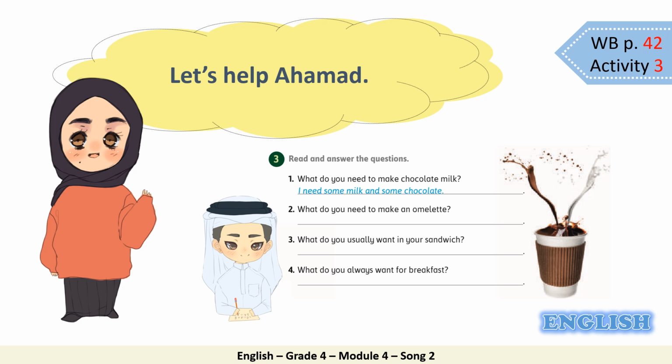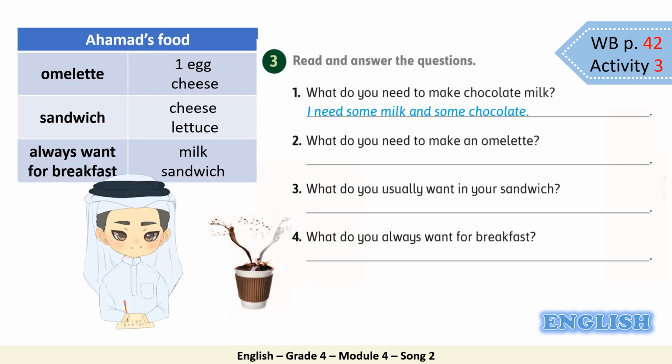Now open your workbook page 42, Activity 3, and let's help Ahmed. Activity 3. Read and answer the questions. We are going to answer the questions after referring to the table about Ahmed's food. But first, let's read number 1 because the answer is given to you. What do you need to make chocolate milk? The answer, I need some milk and some chocolate.